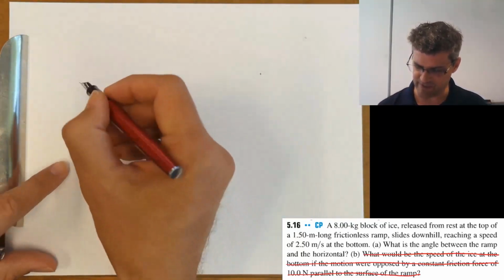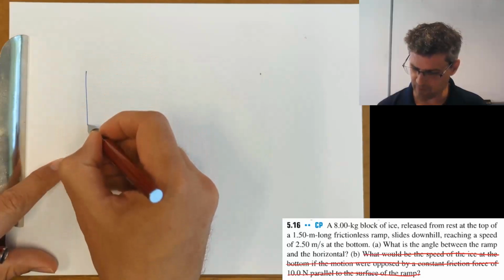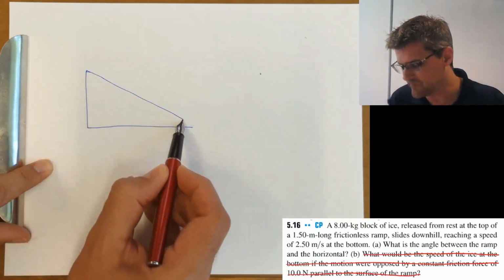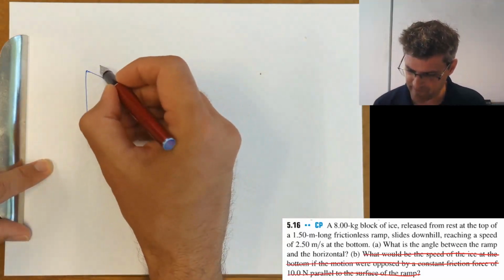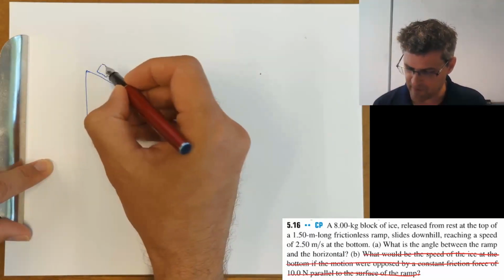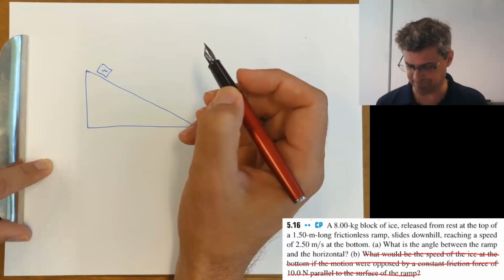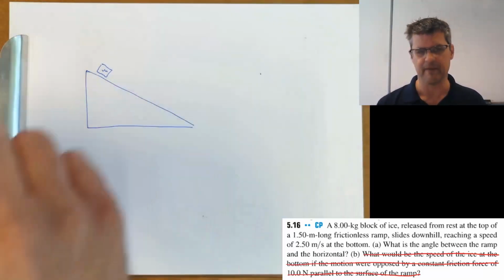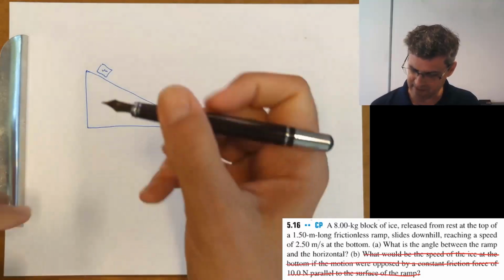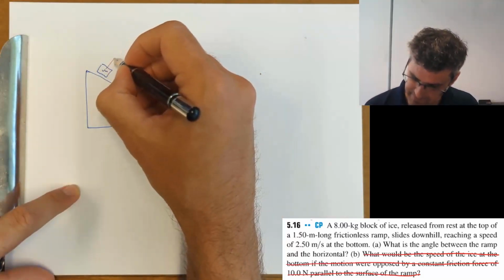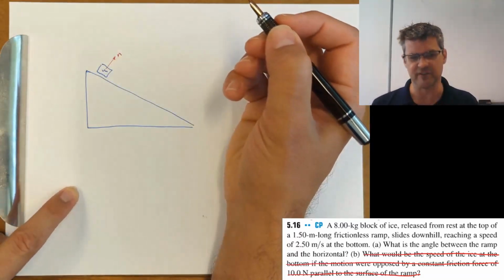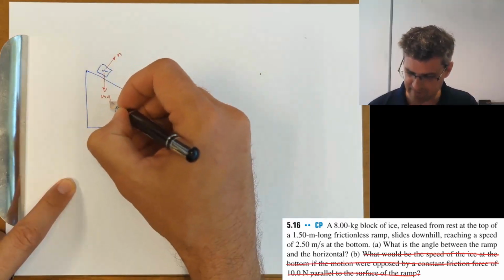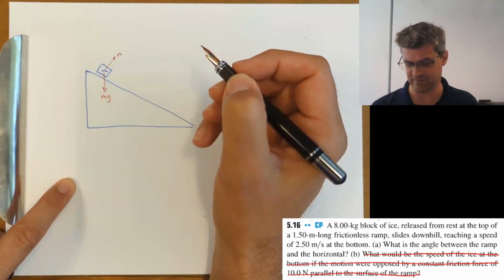And so to do this, we're going to have some inclined plane, as shown here. We're going to have some block of mass M. Now this block of mass M feels a normal force because of the ramp. This block of mass M has some weight.